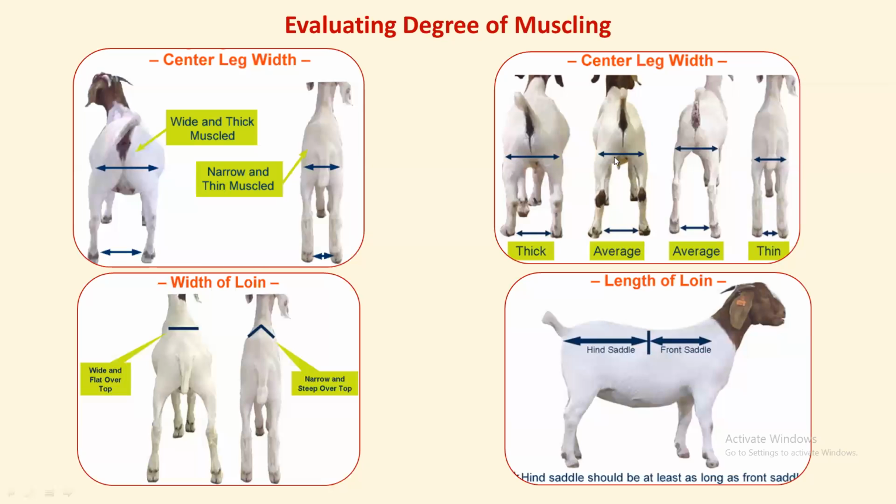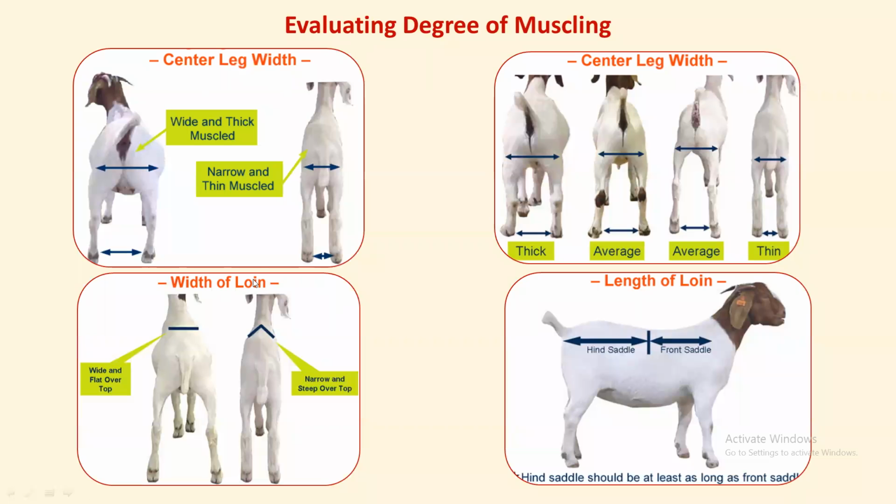So whenever you go to select an animal in the breeder farm for meat, first you see this: the legs should be thick muscled and the width between the legs should be more when they walk. First you have to see the width when they walk as well as when they stand, in both positions.